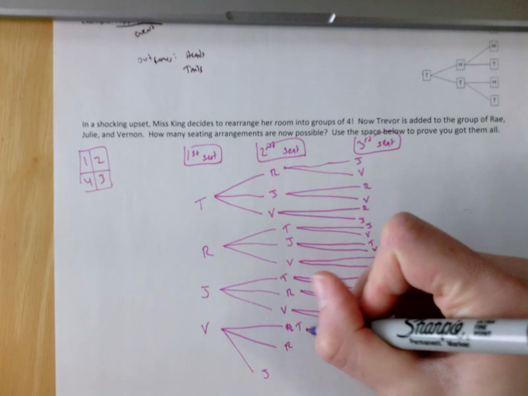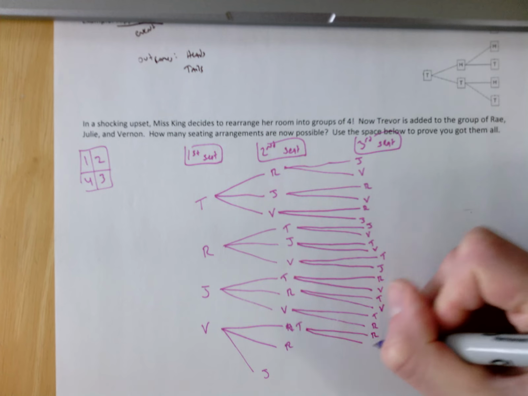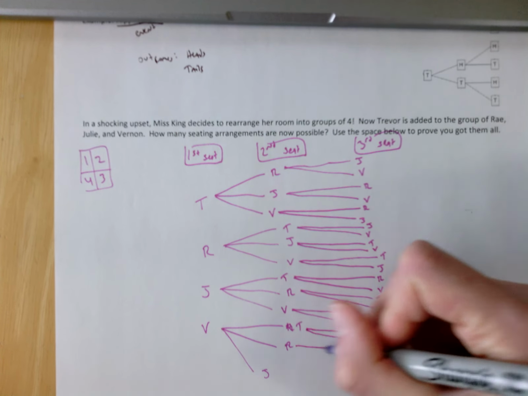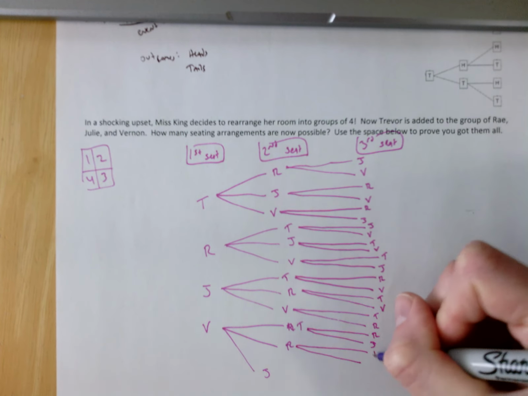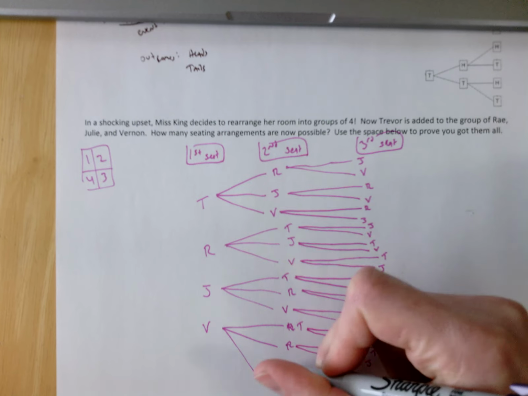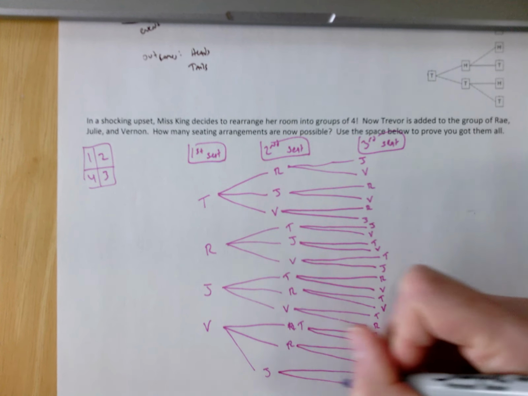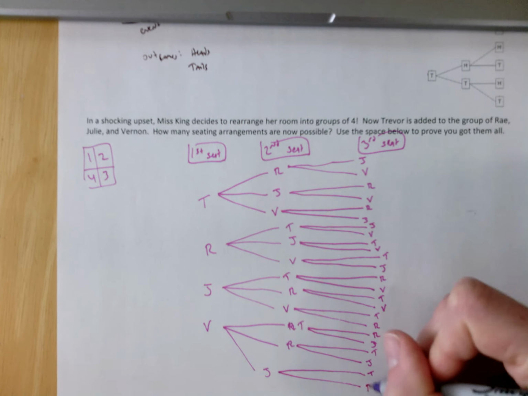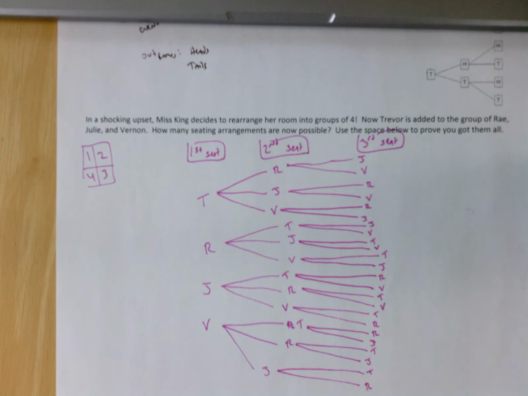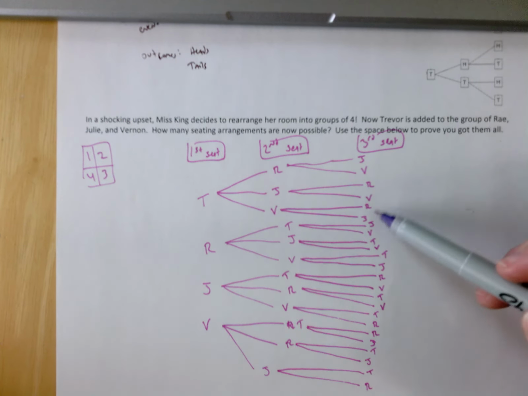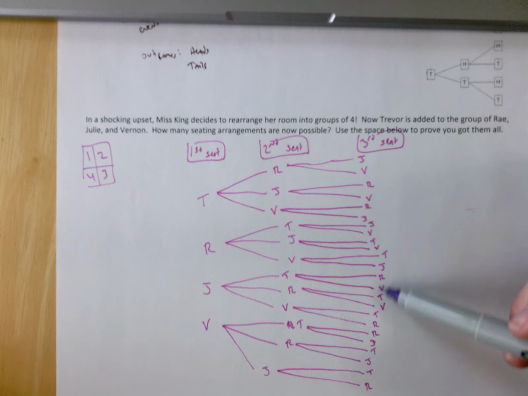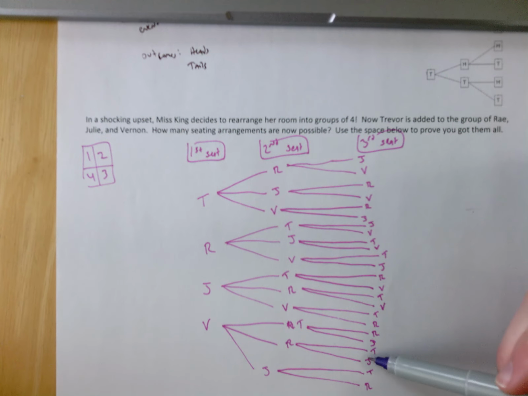Okay, if it was Vernon and then Trevor, it's going to have to be Ray or Julie. If it's Vernon and then Ray, it's going to have to be Trevor or Julie. And if it's Vernon and then Julie, it's going to have to be Trevor or Ray. So 4 people, 3 seats. I'm up to, let's see, 2, 4, 6, 8, 10, 12, 14, 16, 18, 20, 22, 24, I think, different ways that you could seat them.